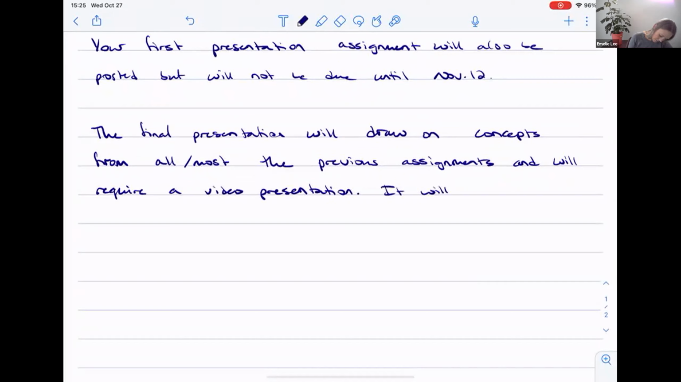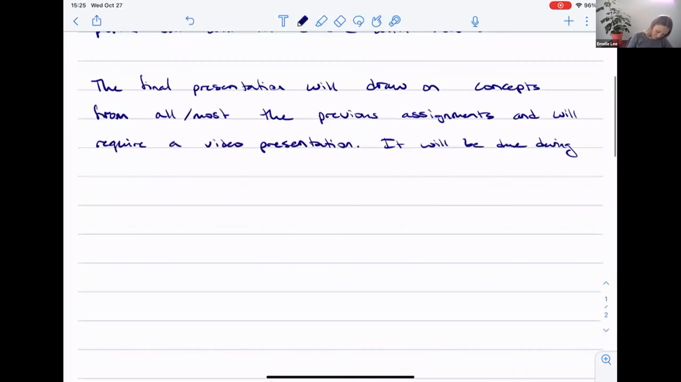It will be due during the final exam period, which I can't really remember. I think it might be the 21st, but not sure. It's kind of the end of the final exam period. Okay. But by that time, you want to be off. You want to be done.